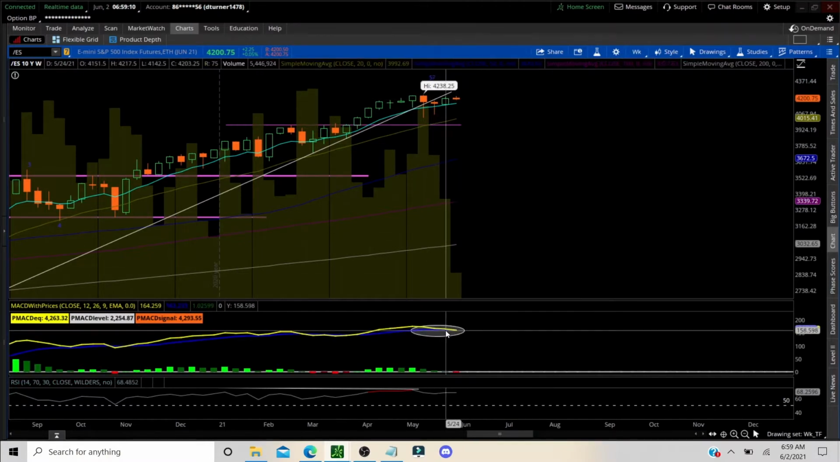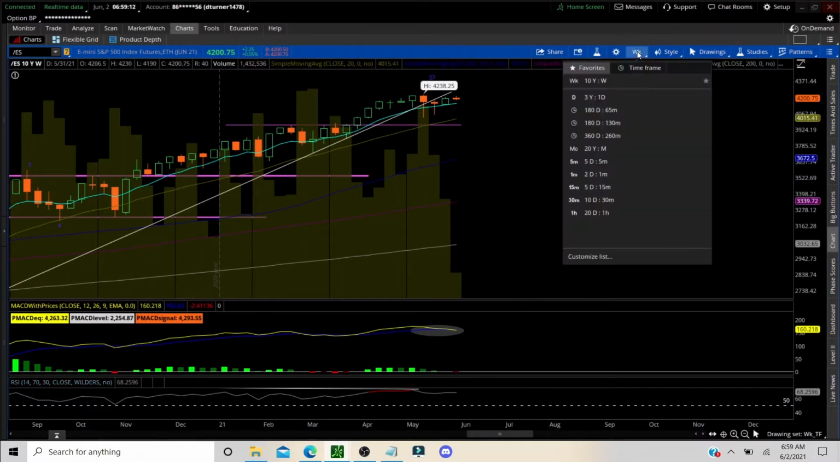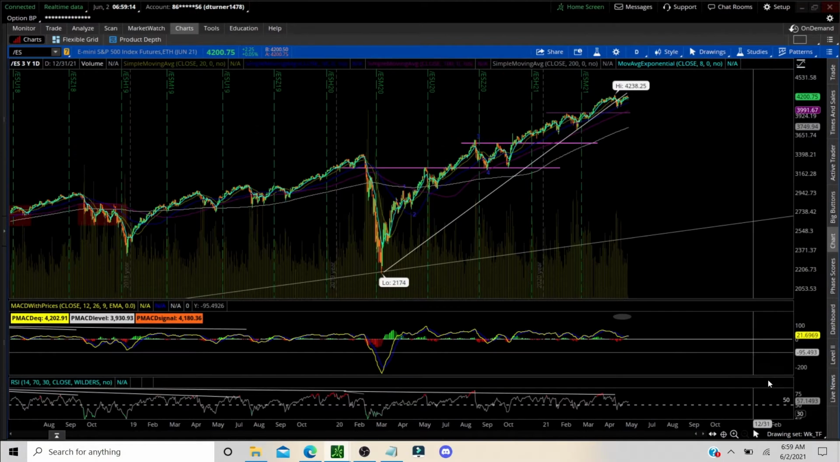We're trying to cross over here on the MACD. We have RSI negative divergence as well.